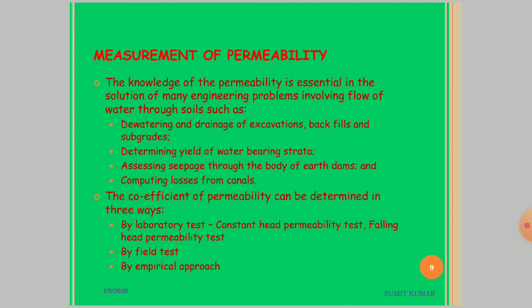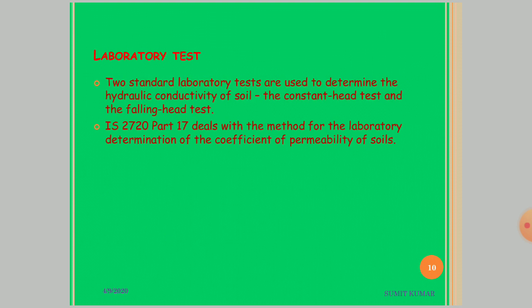The coefficient of permeability can be determined in three ways: by laboratory test, by field test, and by empirical approach. Standard laboratory tests are used to determine the hydraulic conductivity of soil: the constant head permeability test and the falling head permeability test. IS 2720 Part 17 deals with the method for the laboratory determination of the coefficient of permeability of soils.